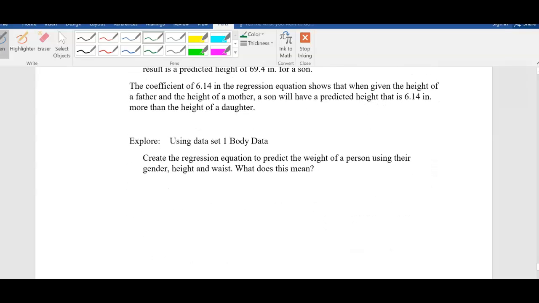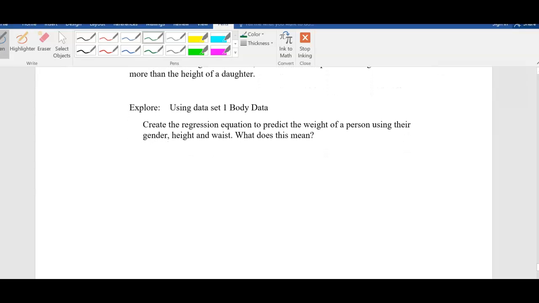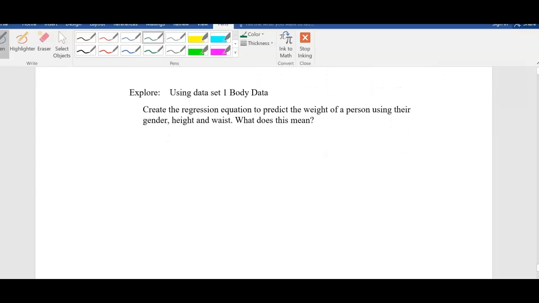All right, I would like you to pause and use your dataset body type, create the regression equation to predict the height of a person using their gender, height, and waist. All right, pause and try this.